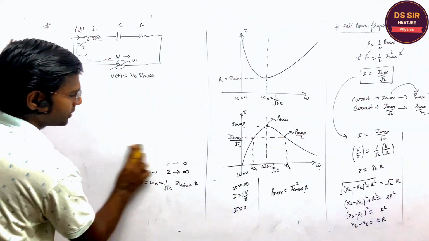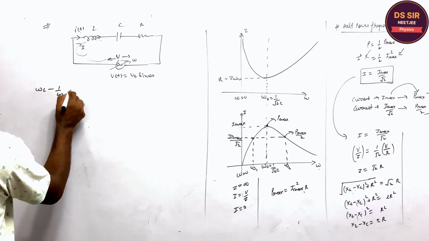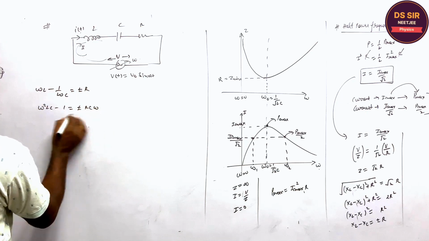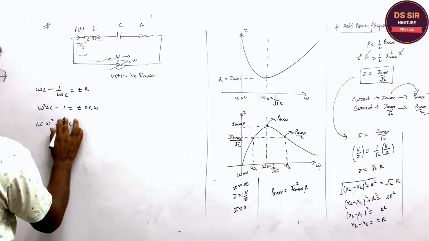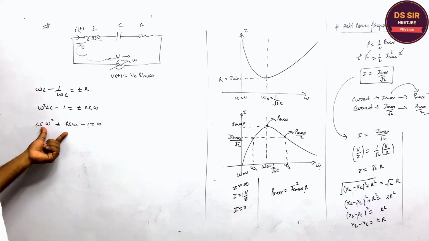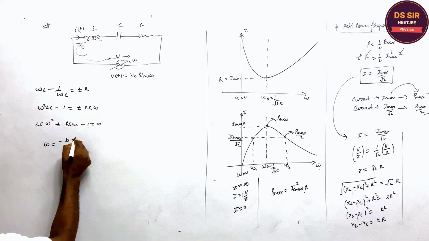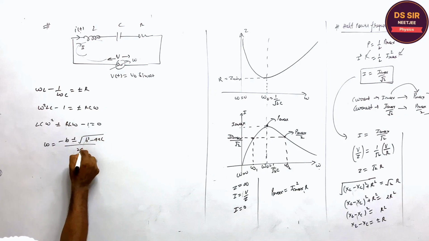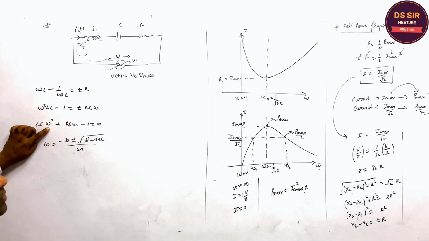So in this circuit, XL minus XC is omega L minus 1 upon omega C, equal to plus minus R. If you multiply by omega C, omega square LC minus 1 is equal to plus minus RC into omega. So LC omega square plus minus RC omega minus 1 is equal to 0. Do you understand this or not? This is a quadratic equation, right? And the roots of a quadratic equation are found by minus b plus minus root b square minus 4ac upon 2a. So we are going to find these two frequencies, which are called the half power frequencies, right?